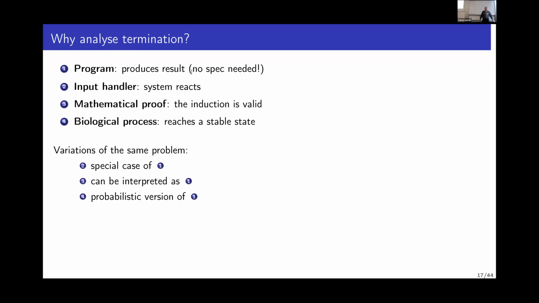And those are actually variations of the same problem. So our input handler is a special case of a program. Its subroutine that is supposed to deal with "I've moved the mouse" is a program. Our mathematical proof, with a certain perspective, we can think of that as a program. And our biological processes are, in essence, a probabilistic version of a program. So research on probabilistic programming, one application can be in biology.